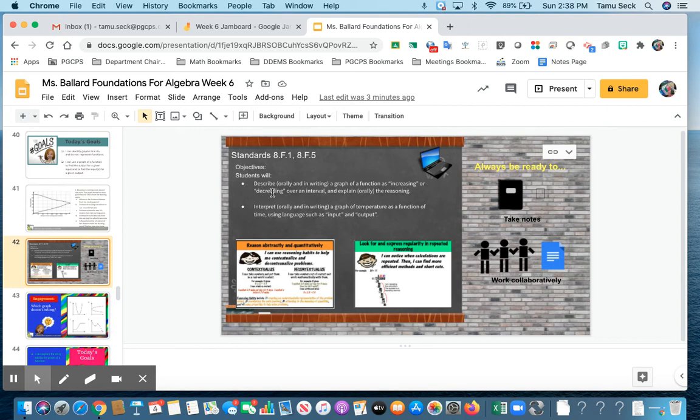Okay, the standards that we're talking about are 8.F.1 and 8.F.5. Describe a graph of a function as increasing or decreasing over an interval and explain the reasoning. Interpret a graph of a temperature as a function of time using language such as input and output.